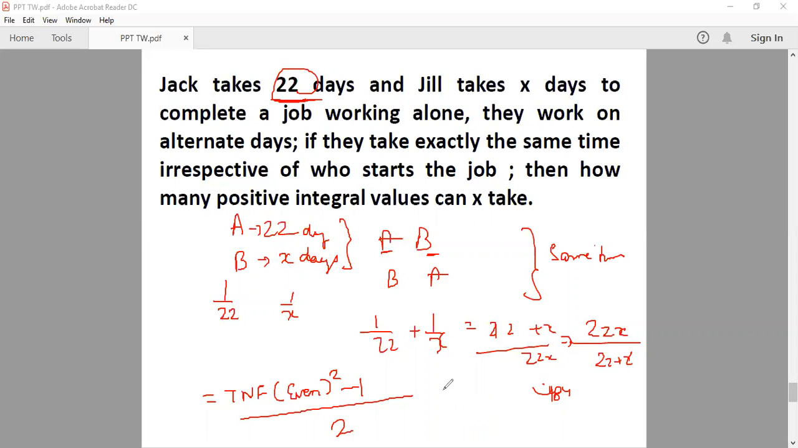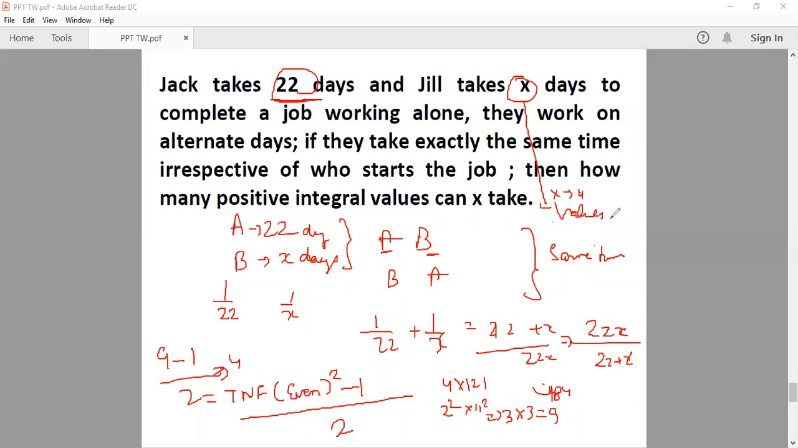So 484 के factors कितने हैं मेरे पास? It is 4 into 121. It is 2 square into 11 square. The number of factors is 3 into 3, 9. So the possible solution for here is 9 minus 1, 8 divided by 2, 4. X can take 4 values.